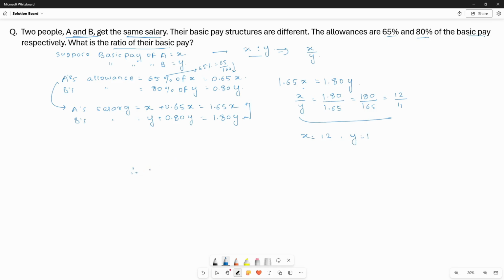Therefore, the ratio of A and B's basic pay is equal to 12 ratio 11. This is the answer.